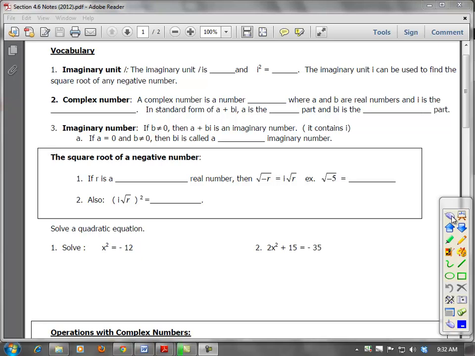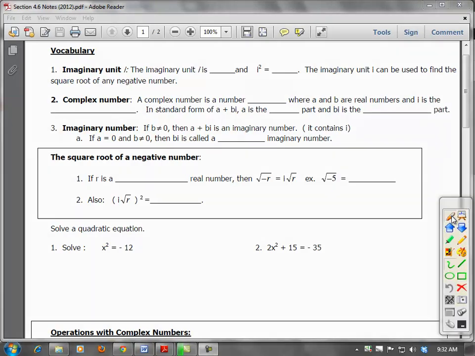Welcome to section 4.6. As I said in 4.5's video, this is going to be overall a review section as we go through. We're going to be dealing with the same type of items that we did in 4.5, but we're introducing something called an imaginary number. So I want to start with some definitions as we go through.